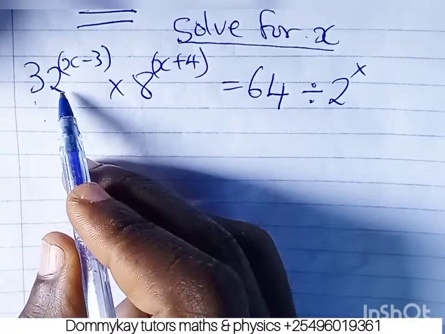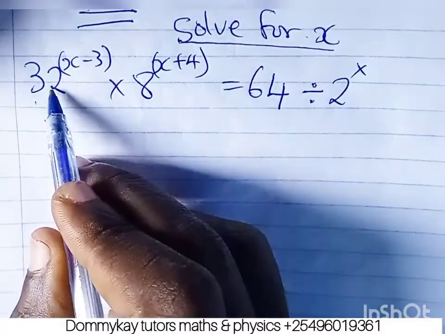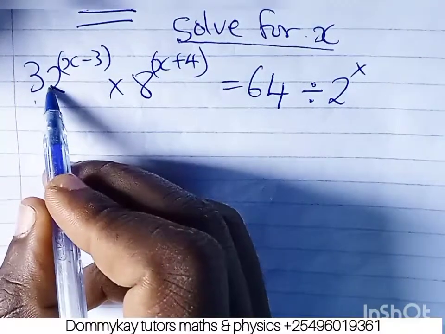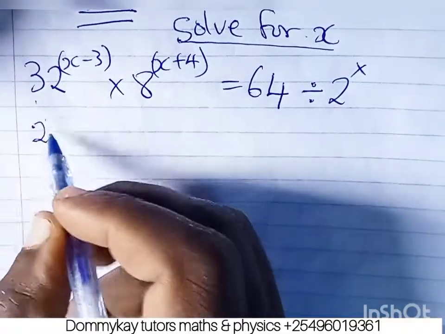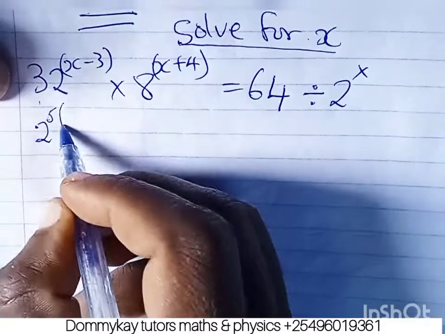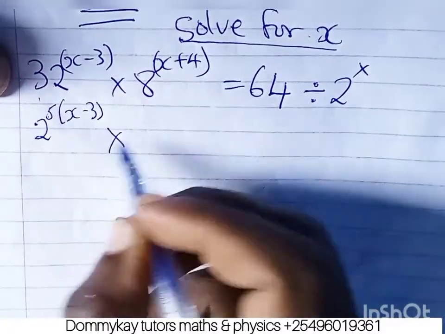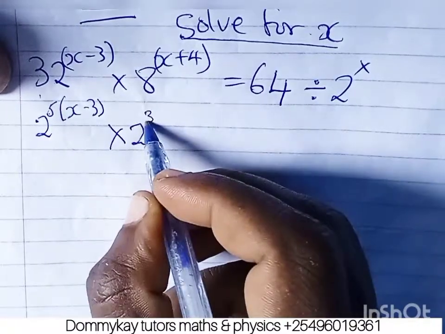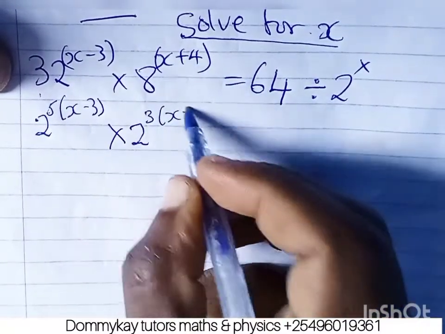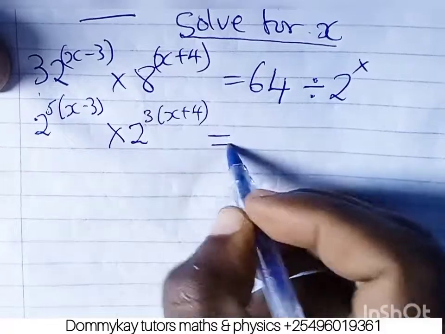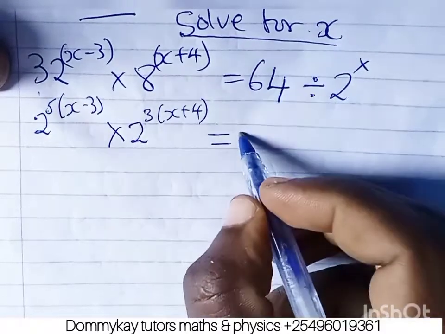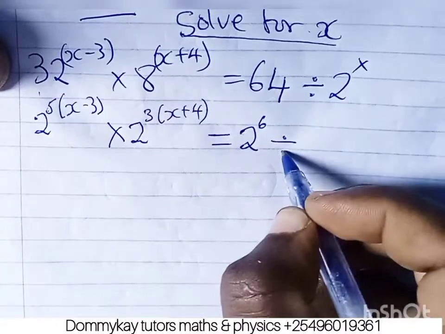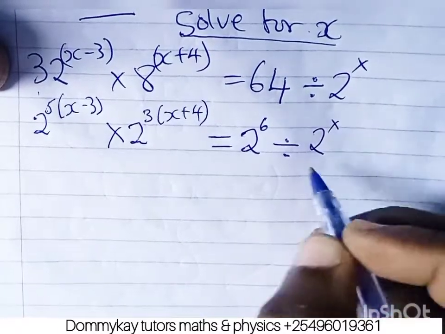Now, the first step is making the bases the same. We want to express all this in base 2. That 2 is the same as 2 raised to power 5, and then we've got x minus 3. Multiplied by 8 itself is the same as 2 raised to power 3, and then we also have x plus 4. Equate these two. 64 is the same as 2 raised to power 6. Then this is divided by 2 raised to power x.